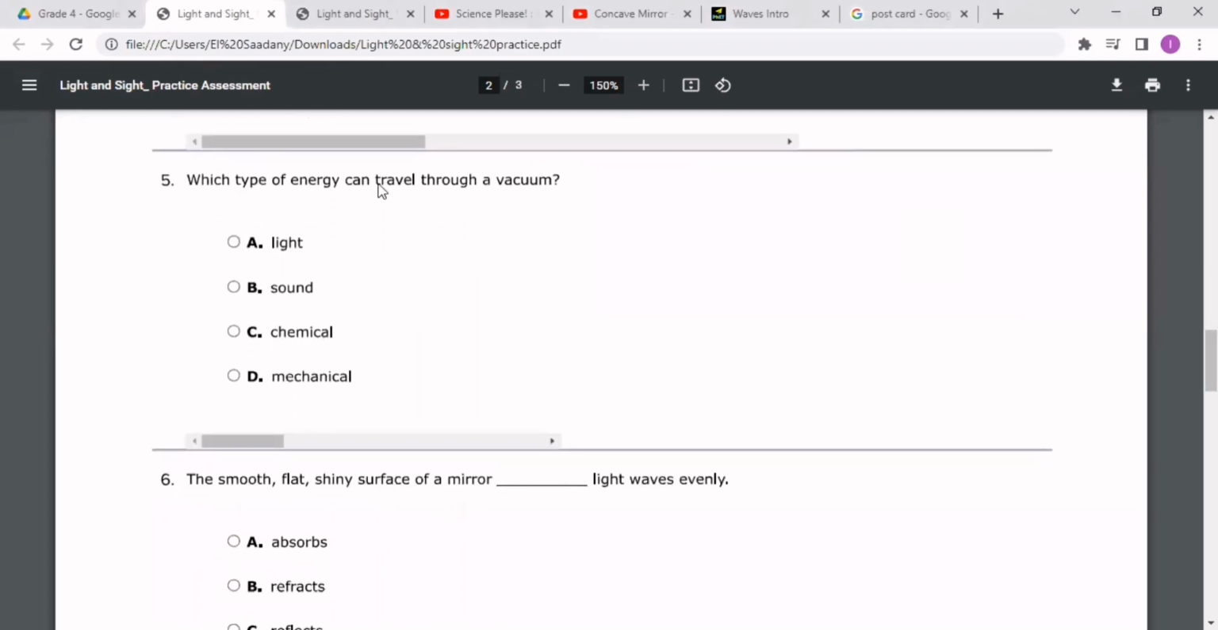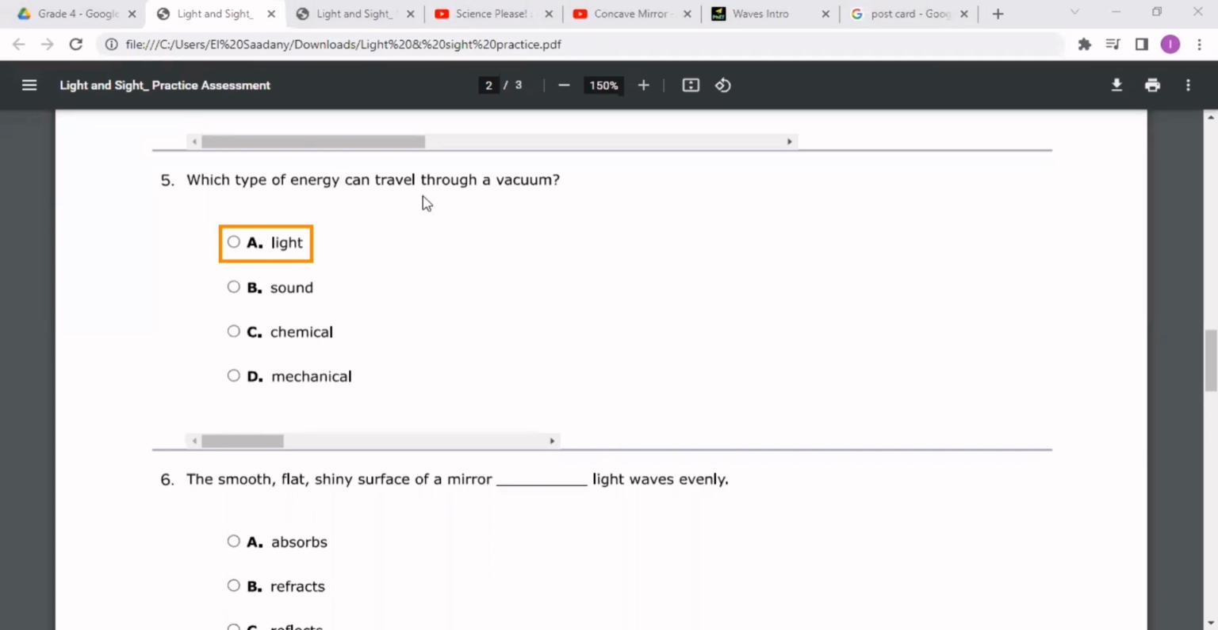طيب which type of energy can travel through a vacuum؟ طيب انت لو واقف في السبيس وقاعدة تصرخ بأعلى صوت عندك، حد يسمعك؟ No. The sound waves they don't travel in vacuum. Chemical and mechanical energy they don't travel in vacuum. So which one travel in vacuum? The light energy. The light energy travel in vacuum.